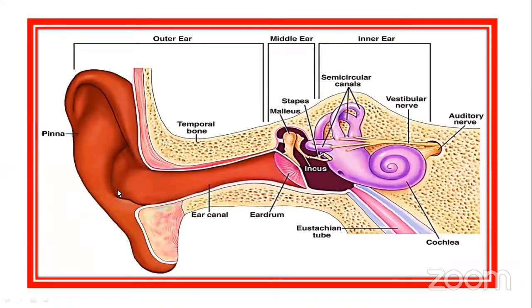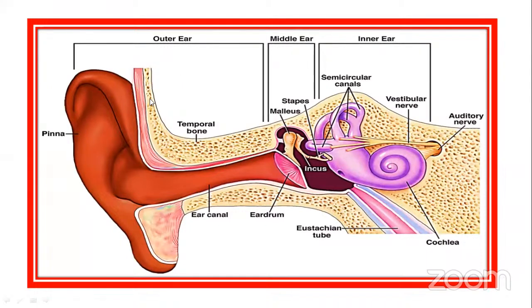See the options. This is the outermost layer, the pinna. This part is called the pinna. These two are the temporal bone. This is the Eustachian tube, this part. See here, this is the eardrum. Okay, this is the ear canal.